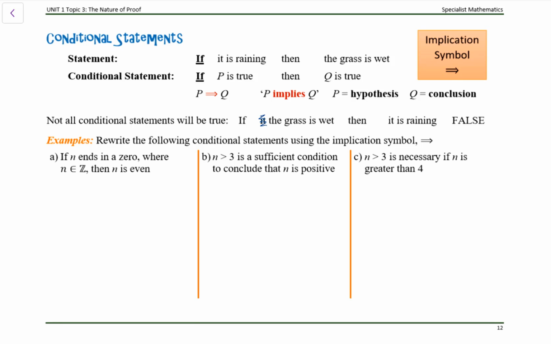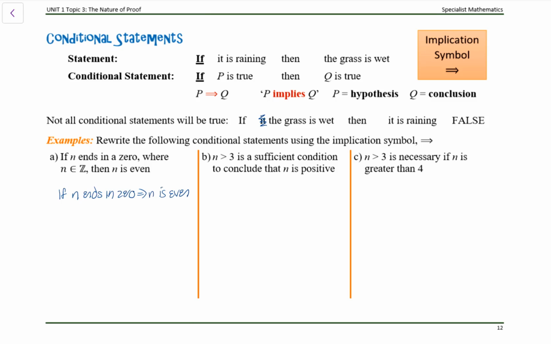Okay? So not all conditional statements will be true. Examples: rewrite the following conditional statements using the implication symbol. If n ends in a 0, where n is an element of Z, so n is an integer, then n is even. So if n ends in 0, this implies that n is even.